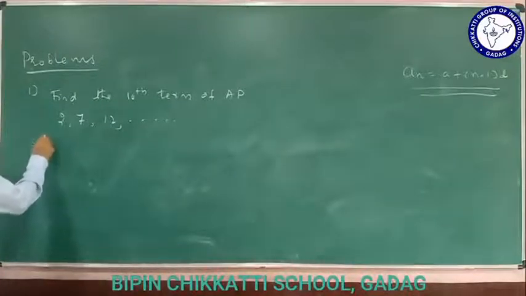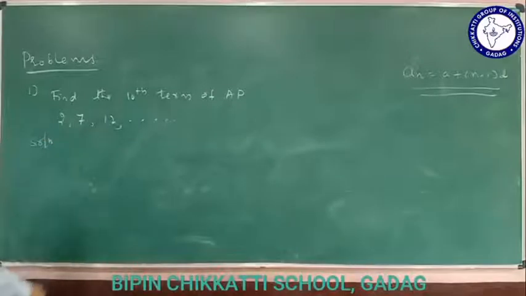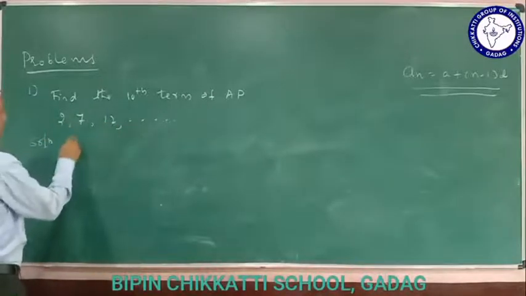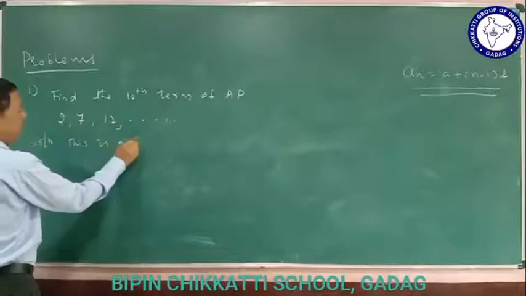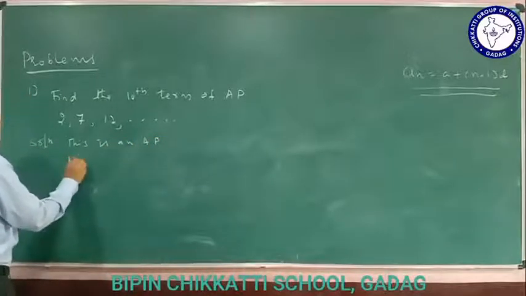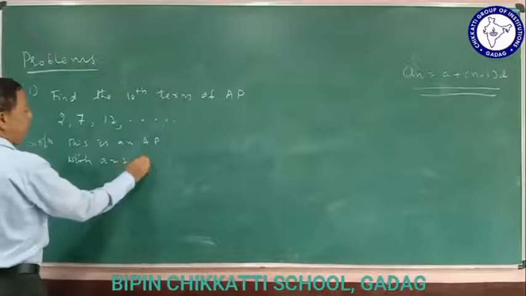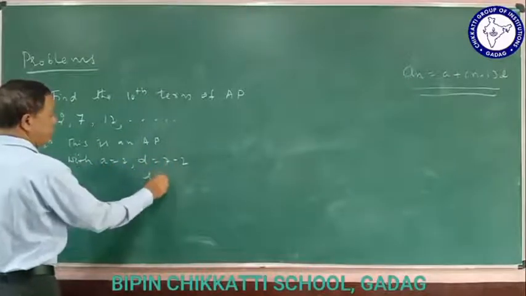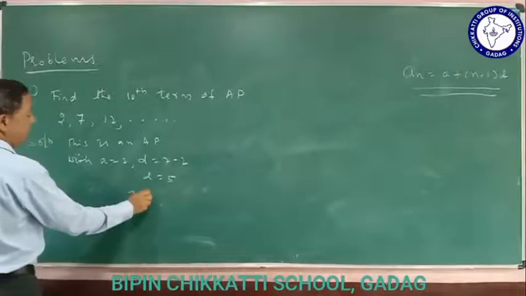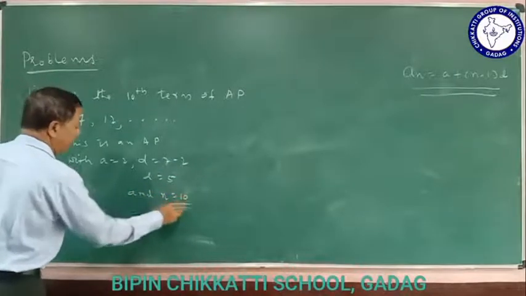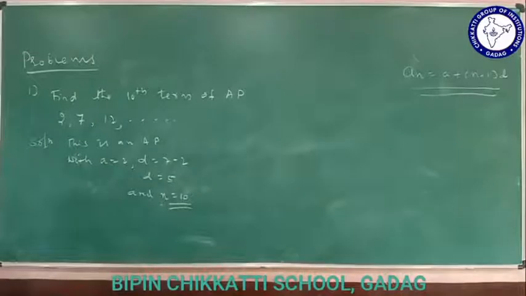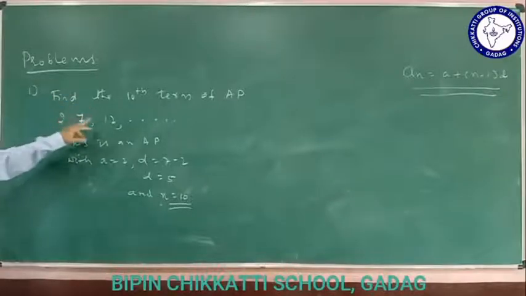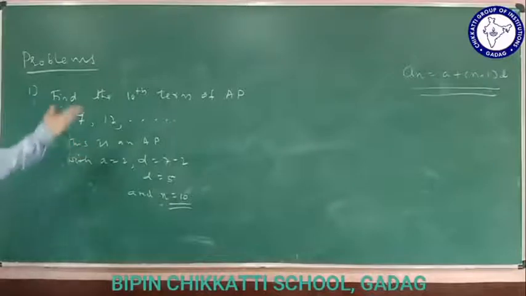So the solution, you see, this is an AP. Yes, the given list of numbers is an AP. Try to understand with A equal to 2 and D equal to 7 minus 2, that is nothing but 5. And n equal to 10. You don't need to check whether this is an AP or not, because it is given as an AP: 7 minus 2 is 5, 12 minus 7 is 5. It is not necessary to find out when this is given as an AP.